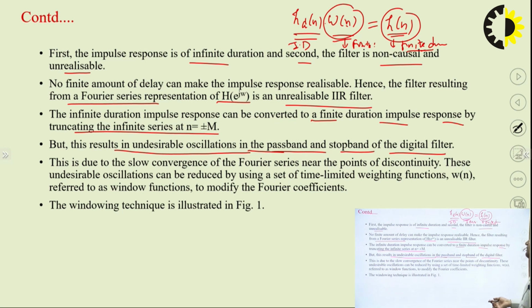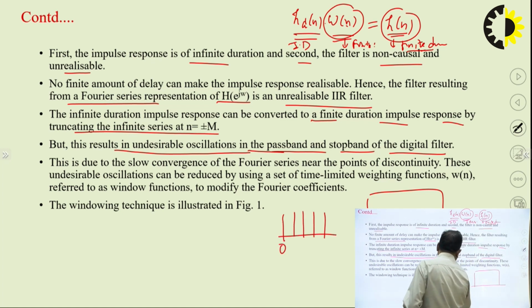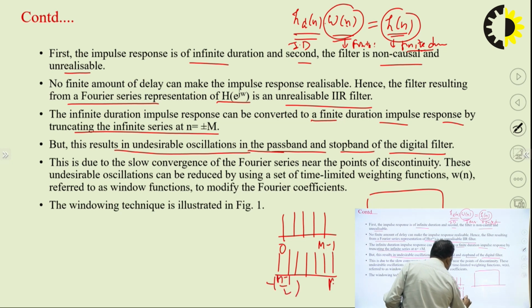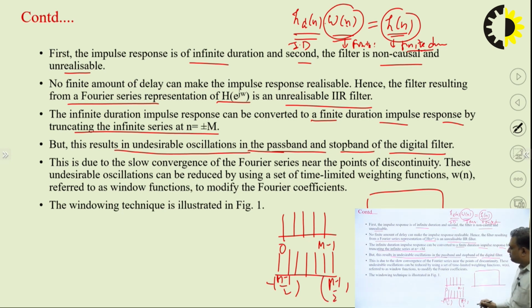We have various types of window shapes. If we take a rectangular window, I am just drawing the envelope here. The rectangular window function is like this, from 0 to M minus 1. Or if we take it symmetric, then it will be from minus (M minus 1) by 2 to (M minus 1) by 2. In either case we have this, but when we use this rectangular window function, what happens? This truncation is abrupt truncation, and due to this abrupt truncation, we have undesirable oscillations.